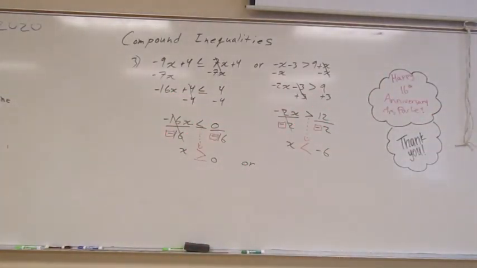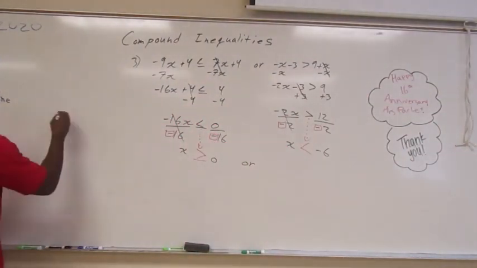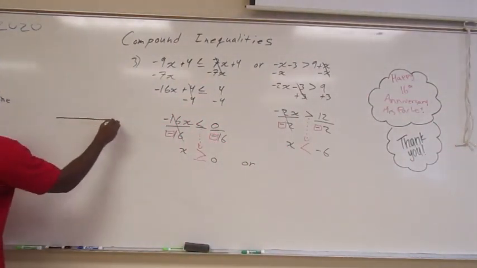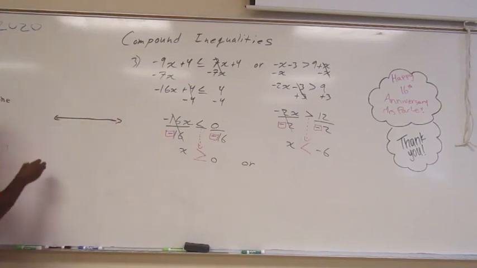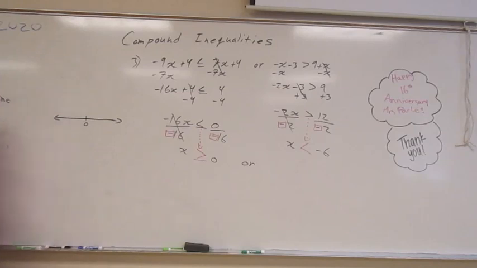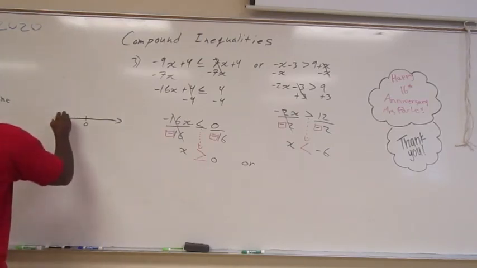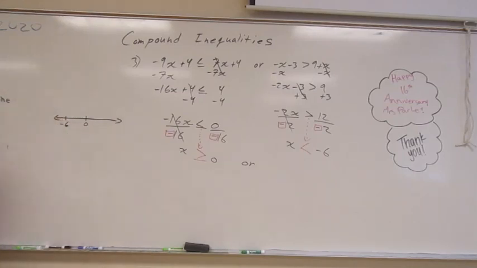Do I have enough room over on the side? Yes, I do. Okay, so how are we going to write this out? Well, let's look at this. I like to put my 0 in the center. Center-ish. Where's the negative 6 going to go? On the left-hand side. Okay? Negative 6.